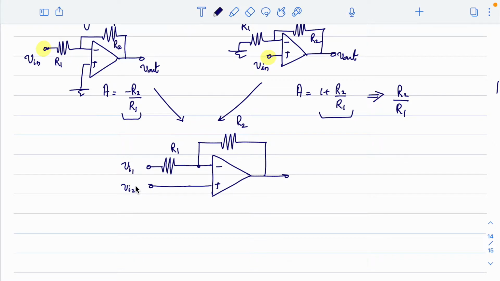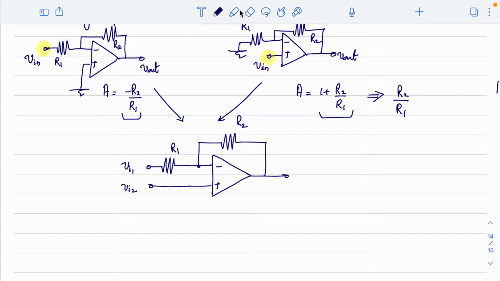Now if I do it this way, the signal at Vi1 will have a gain equal to minus R2 by R1, and the signal at Vi2 will have a gain equal to 1 plus R2 by R1. So how will you find that? Since you have two signals, you can apply the superposition theorem. While applying it, I will short the node Vi2 first, then we will know that Vi1 will have a gain of minus R2 by R1. Similarly, when I short Vi1 and check the gain for Vi2, I'll get 1 plus R2 by R1, which are not equal, right?